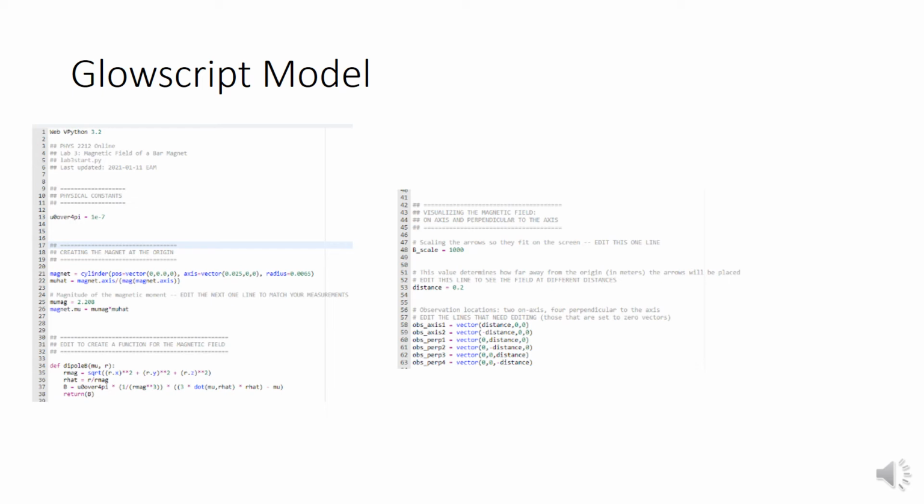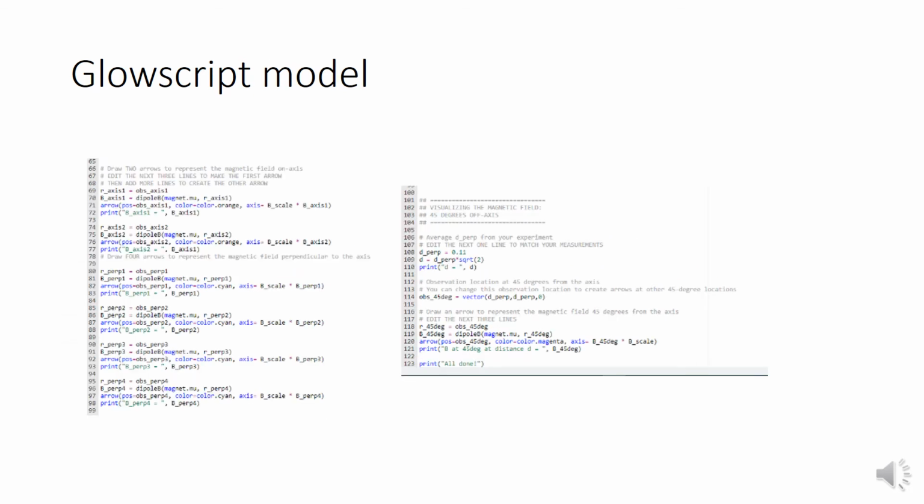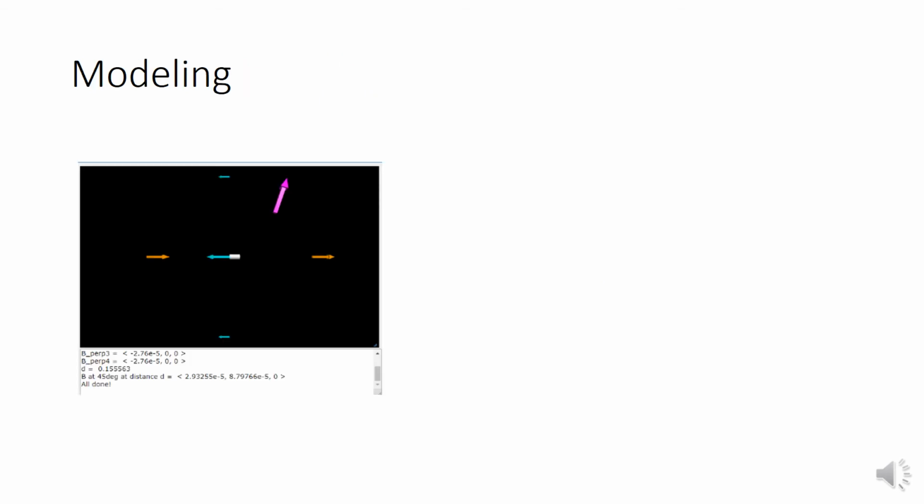I've set the observation axis and perpendicular axis as vectors by using the x, y, and z components, putting the distance in them. I've set the distance as 0.2 and the B scale as 1000. This code is useful for displaying arrows of the magnetic field by location, and it shows the direction and the magnitude of the magnetic field according to the location and direction.